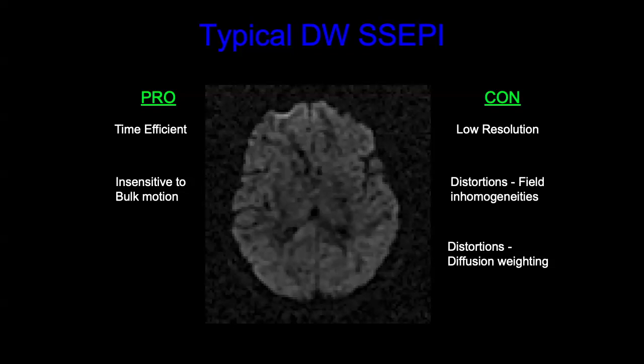But some of the cons that are similar to fMRI is that it's inherently low in spatial resolution because you do have to collect all that data in one excitation. You also have distortions of the shape of the brain and of your image due to field inhomogeneities. And then for diffusion imaging, we have another type of distortion that's due to that diffusion preparation period, from eddy currents coming off of those big gradients that we use.